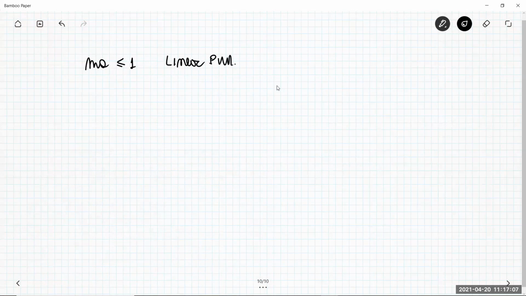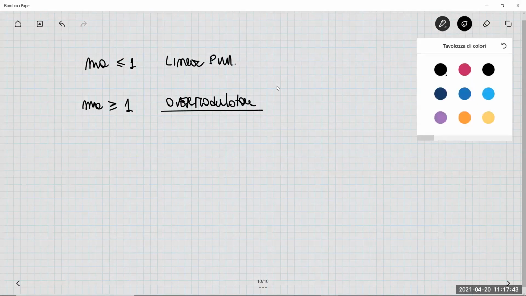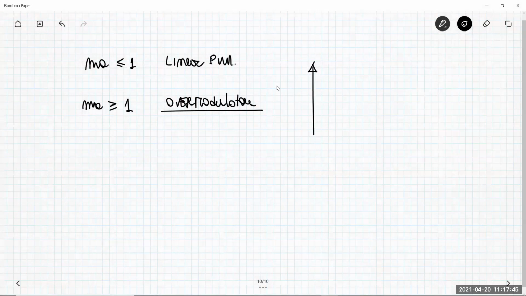Pay attention that sometimes in inverter application, some inverters will exploit also non-linear pulse width modulator. For example, a situation in which MA is a little bit higher than 1, what is called the over-modulation. It is done for specific purposes that we learn later in this course.